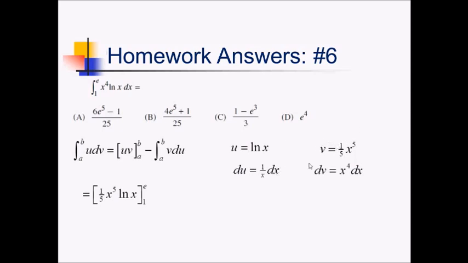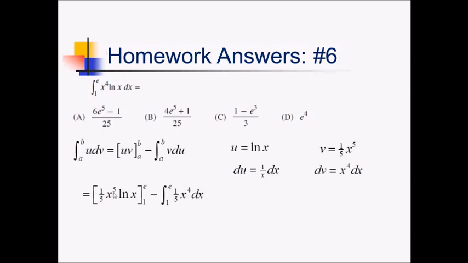And now to get my integral, I multiply the v and the du together. So this is going to be 1/5 x to the fourth. And this is kind of neat. This x actually cancels out completely with an algebraic. So I've got integral 1/5 x to the fourth from 1 to e.